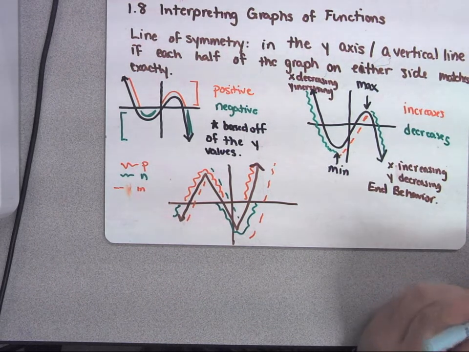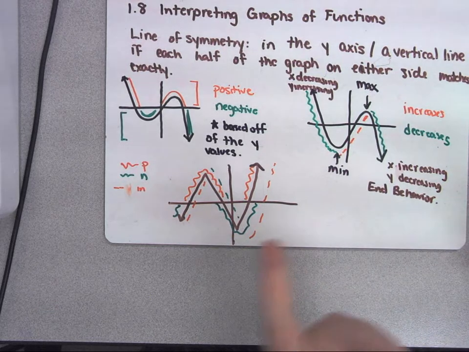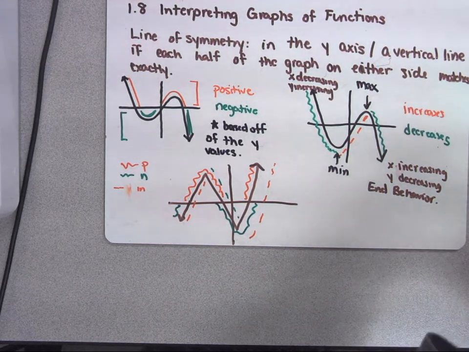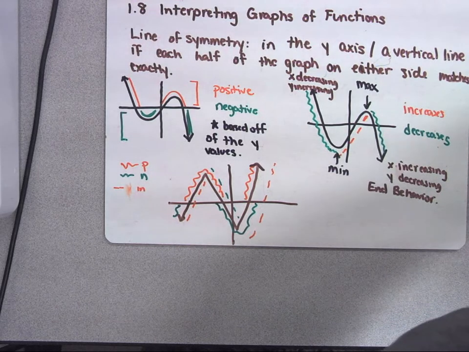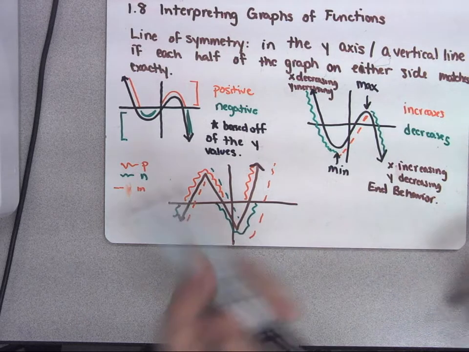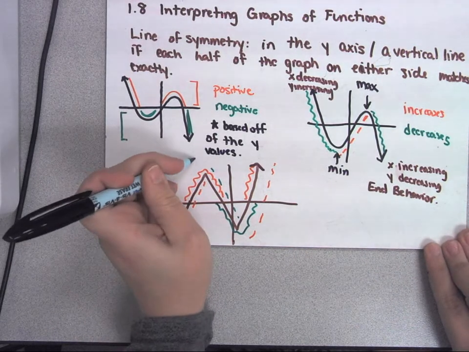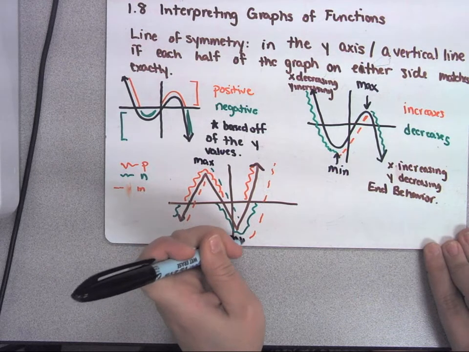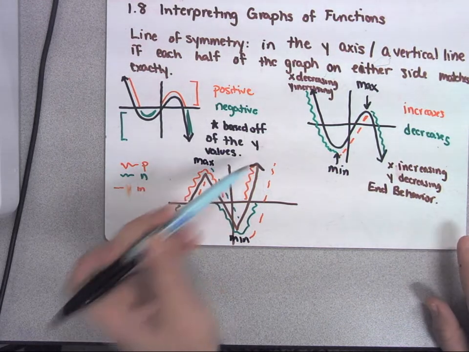Does this picture have a maximum, other than it looks like Notre Dame threw up on it? Anybody? Does it have max or min points? Yeah, it has points that are not arrows. This is your max up here. This is your min.